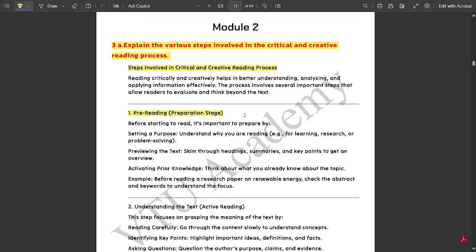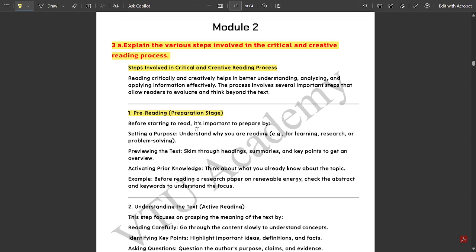First is pre-reading. Pre-reading means before even starting to read, it is just the preparation stage, the practice part. Just practicing before any execution, proper practice is required. So that's called pre-reading basically.